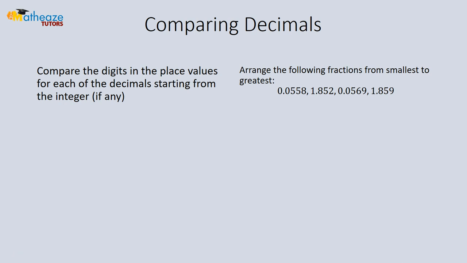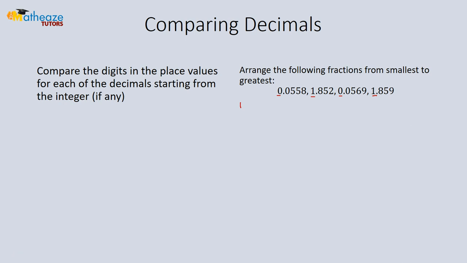Now we're going to arrange these decimals comparing from the smallest to the greatest. So we're going to start off with the first digit. We're going to start from left to right. So we have 0, 0, 0, 1. So 1 is greater than 0. So we know that the greatest numbers are going to be the ones that have a 1.